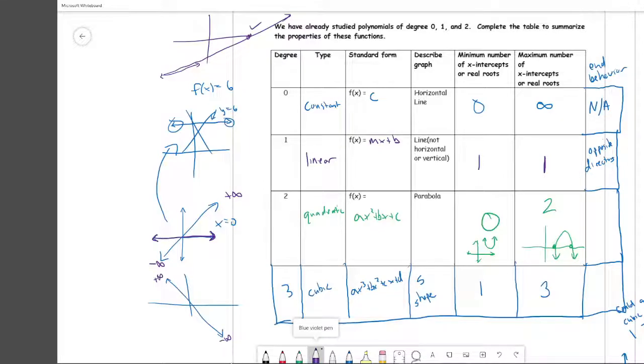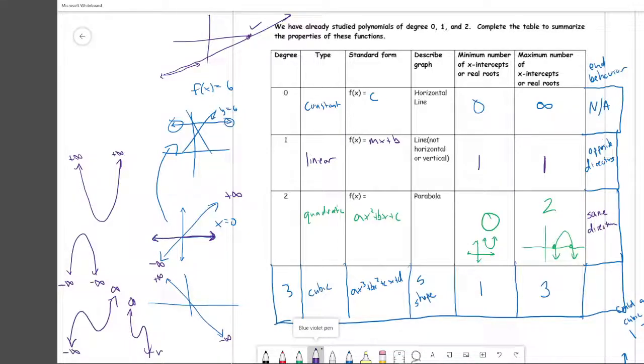For a parabola, the end behaviors are in the same direction. So for example, in a parabola, they're either positive infinity and positive infinity, or negative infinity and negative infinity. They point in the same direction. For the cubic, they either go negative to positive or positive to negative. Again, like the linear, they go in opposite directions. Okay, so finish the quartic.